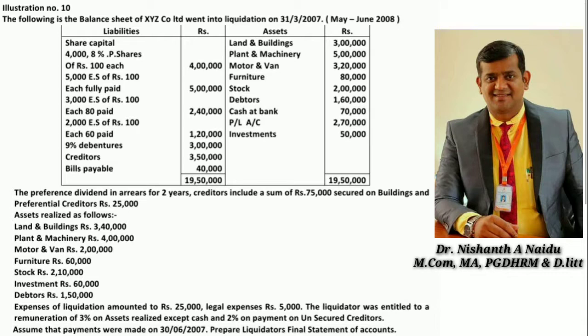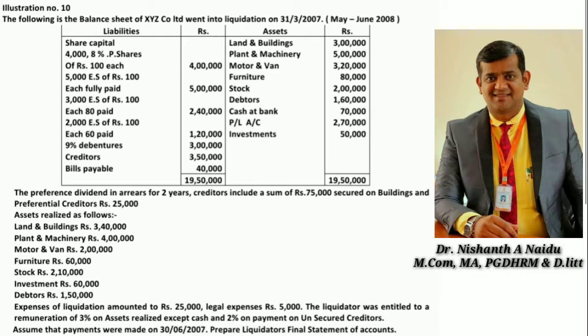3,20,000 rupees, furniture 80,000 rupees, stock 2 lakh rupees, debtors 1,60,000 rupees, cash at bank 70,000 rupees, profit and loss account 2,70,000 rupees, and investment 50,000 rupees. So total on the asset side 19,50,000 rupees. So now look at the adjustment.